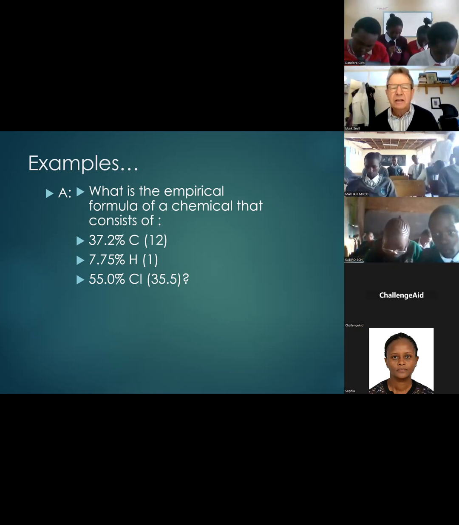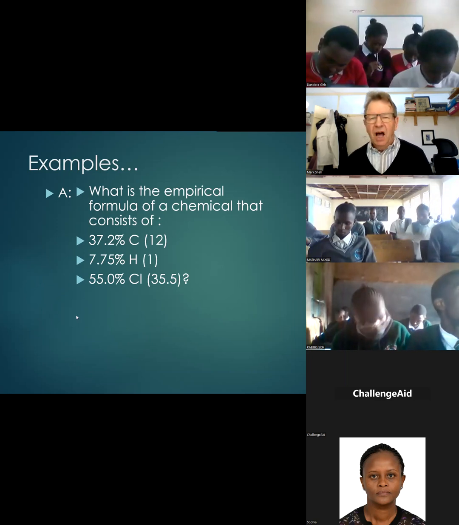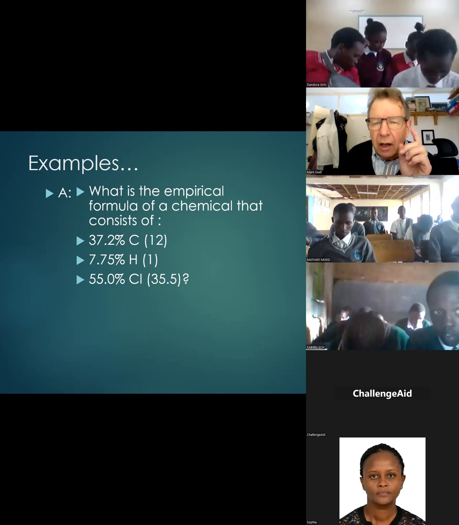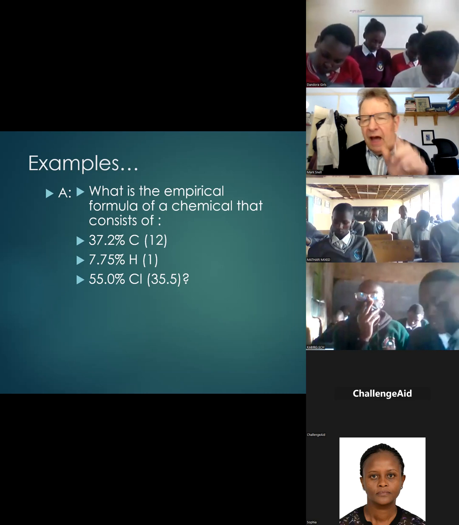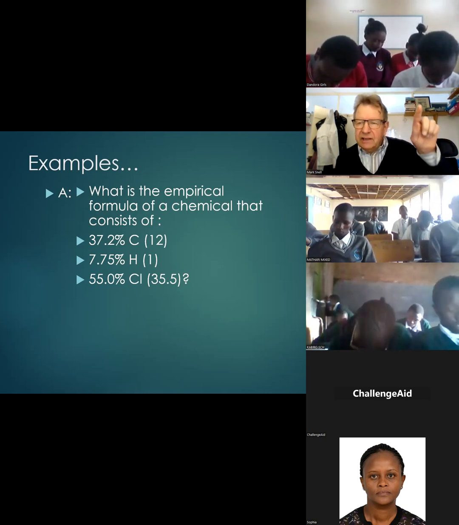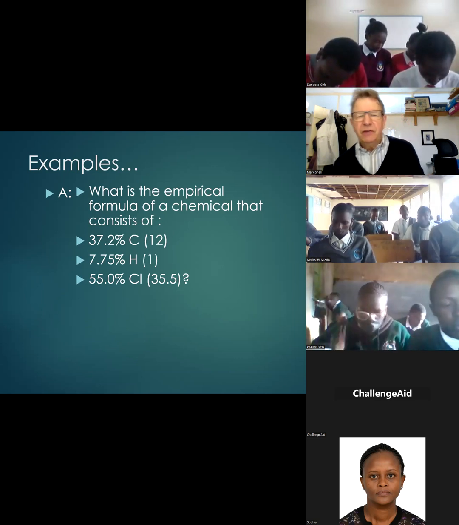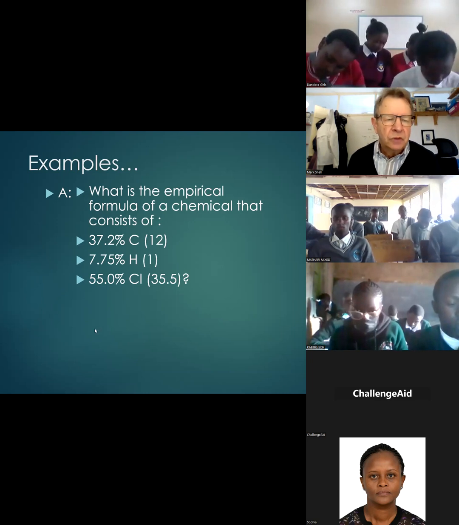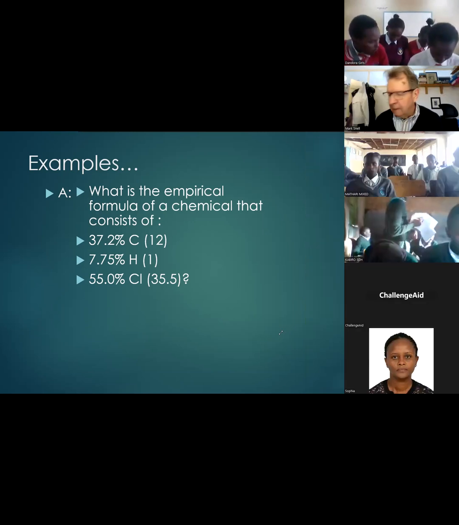How are we getting on? Has anybody got an answer? IMDR, so just information, then the moles, which are the percentage divided by the RAM, and then the next column is divide those numbers by the smallest one of them, all of them by the smallest to find the ratio, and then just write it down. So there are the numbers.